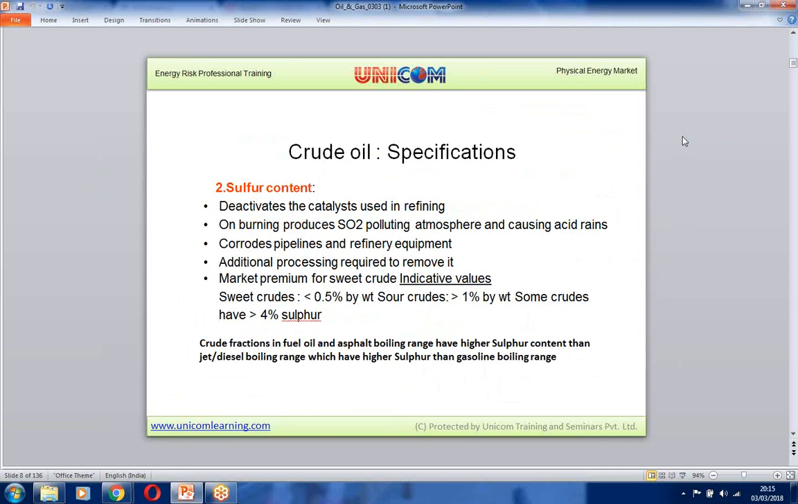So crude oils which are heavy on sulfur sell at a lower price than crudes having less sulfur content. On the basis of sulfur, we classify crudes into two types: sweet crudes, which have a sulfur content of 0.5% or lower, and sour crudes, which have sulfur contents of upwards of 1%. There are even some crudes which have a sulfur content of 4%.